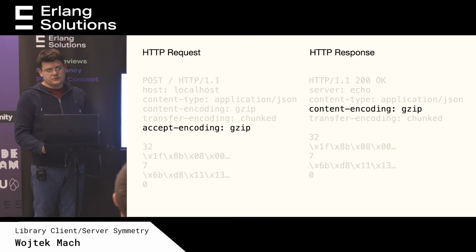So this is also called content negotiation that the clients and servers can do. So in any case, we have this pretty symmetrical protocol, right? Like the request and response are exactly the same. And then let's take a look at how we can interact with the protocol in Elixir.